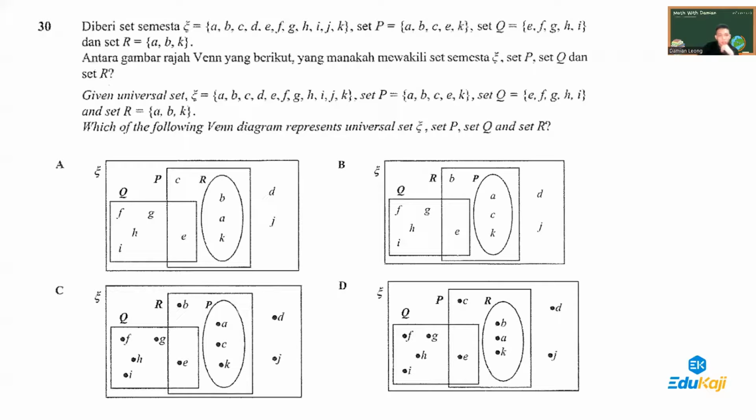And question 30, I have a universal set A, B, C, D, E, F, G, H, I, J, K. Set P, A, B, C, E, K. Set Q, E, F, G, H, I. Set R, A, B, K. So which one represents the sets here?